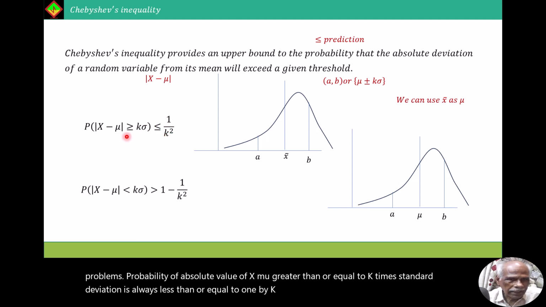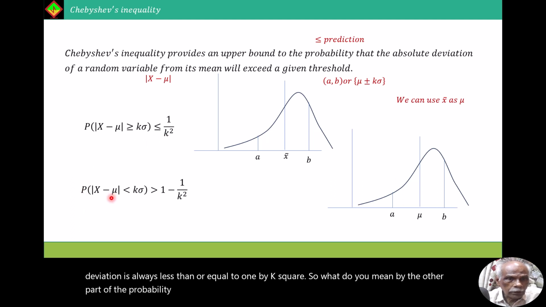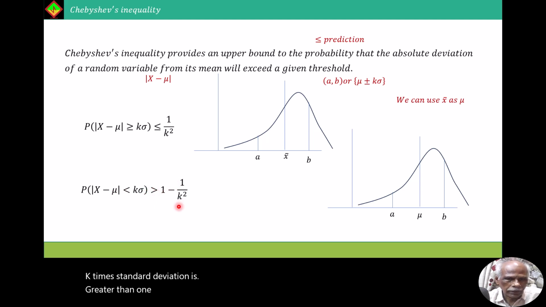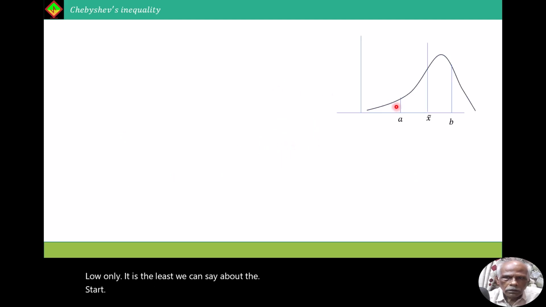So what do you mean by the other part of the probability? Probability of the absolute value of x minus mu less than k times standard deviation is greater than 1 minus 1 by k squared, because total is 1. Probability of this plus probability of this is the total probability, which is 1. So this is a sample, this is a population.